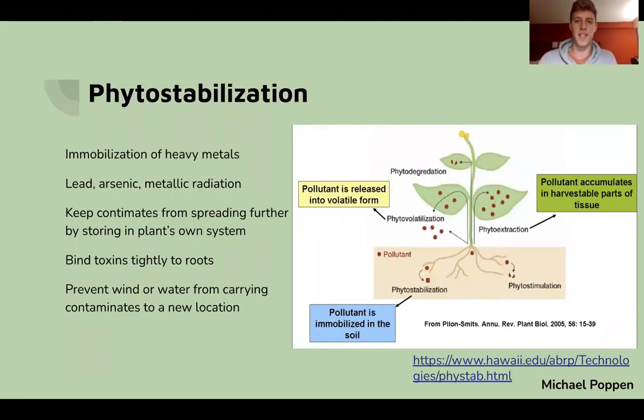Specifically, we have phytostabilization. This is like one of the 4 main processes. What phytostabilization does is it immobilizes the heavy metals that are in the soil or the water, and it keeps the contaminants from spreading further. So it takes it into the roots or it stores it in the leaves, and basically it prevents wind or water or even animals from spreading the contaminants further and making the effect of these contaminants even worse. Phytostabilization is especially effective for lead, arsenic, and other metallic element radiation cleanup. Next slide, please.